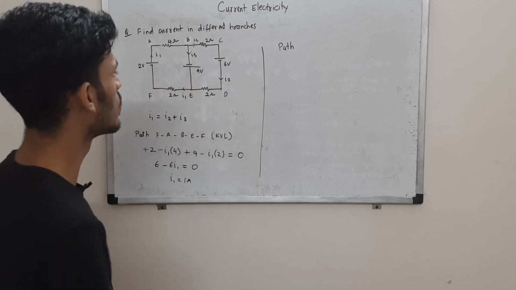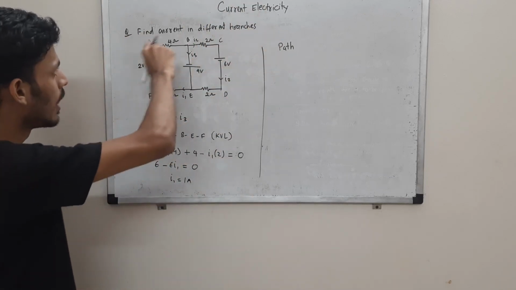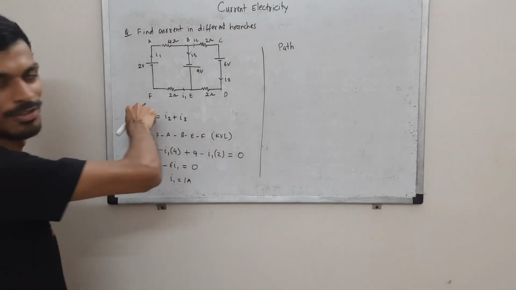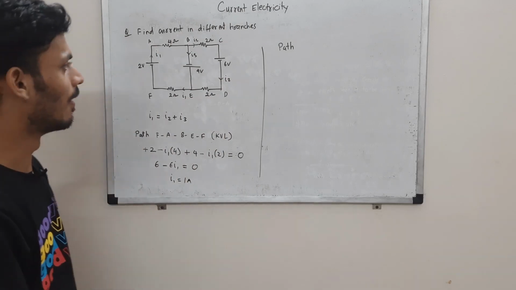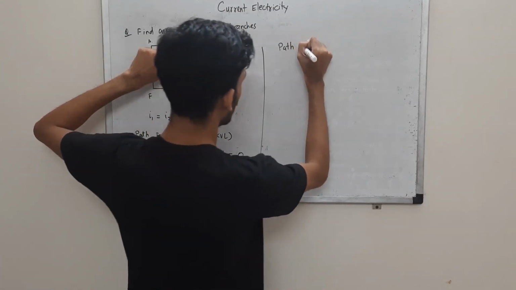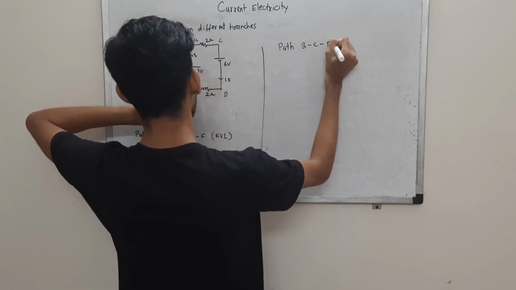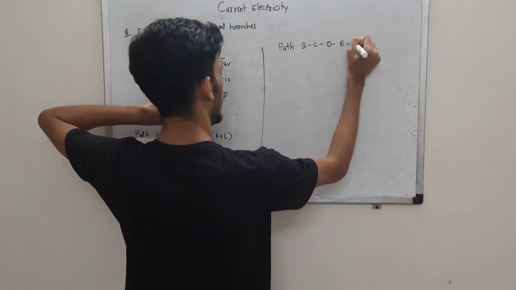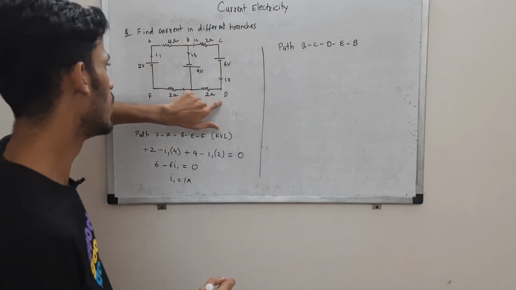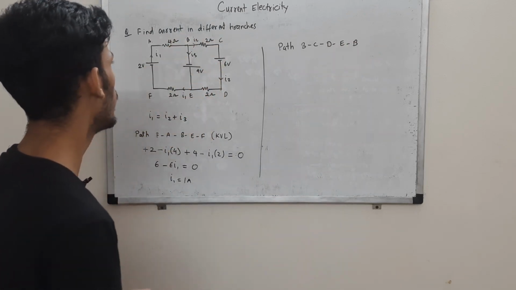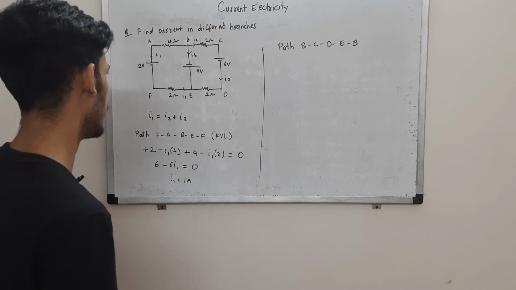We'll only choose the small loop. You can also choose the bigger loop, A, B, C, D, E, F, you can go that way, but we'll choose only the small ones. We'll go from B, C, D, E, and back to B. Now let us find that.